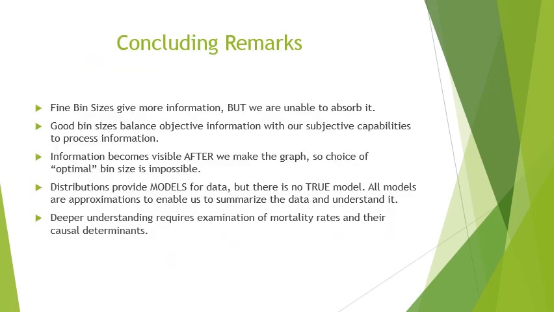To conclude this lecture, we make a few points. If you have small bin sizes, you have more information, but we cannot absorb this information visually. So a good bin size is one which balances the objective information available with our subjective capabilities to process that information, to look at the graph and to understand what it is telling us. Note that this information becomes visible after we make the graph. So there is no question of choosing an optimal bin size.